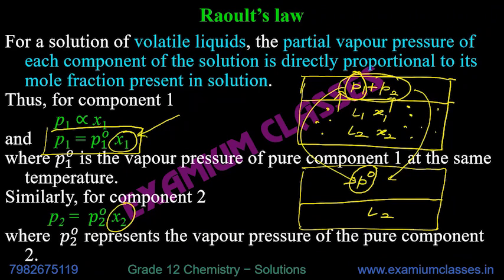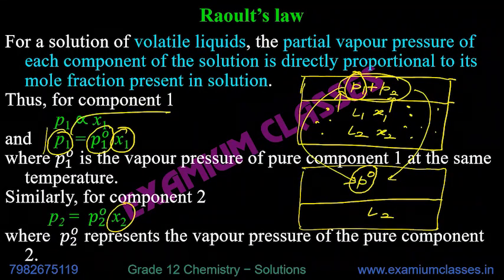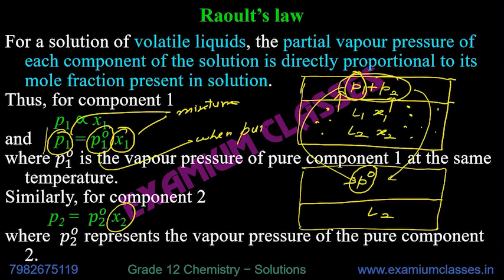So first understand what is P1, what is P1 naught, what is X1. If that is clear, then you will be able to understand this relationship. P1 is the partial pressure of a particular component when it is in mixture form. P1 naught is its partial pressure when only this component is present. X1 is the mole fraction of this vapor in the liquid when it is in mixture form. So these two are in mixture. This is when pure liquid, when the other component is not present.